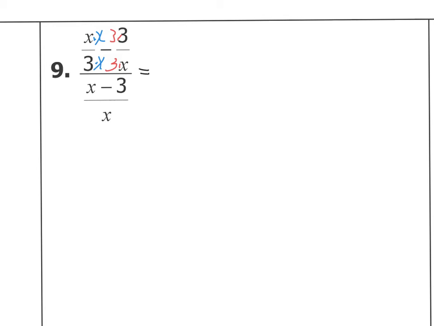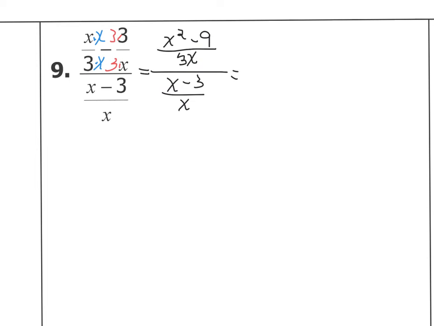So I end up with x times x, right here, x times x, and 3 times 3. So x times x is x squared, minus 3 times 3 is 9. We'll factor that in a minute. All over, now they're over the same denominator, so I can combine them as one fraction. All over x minus 3 over x. Don't try to cancel anything until you've fully factored everything.